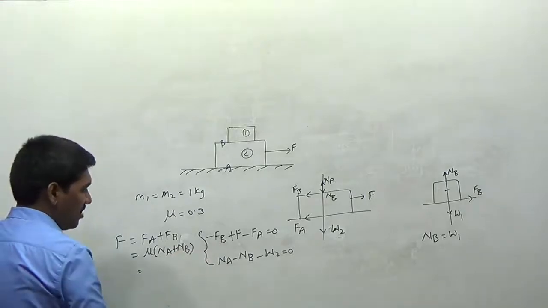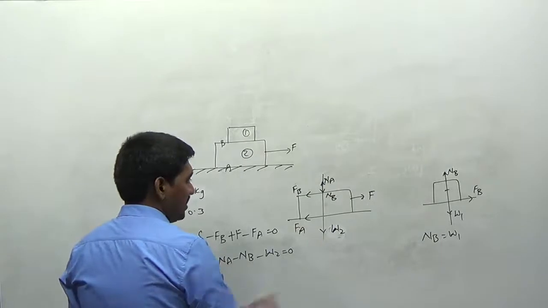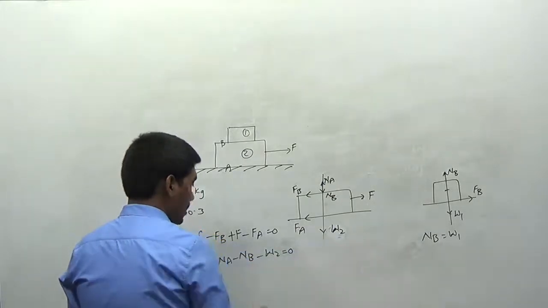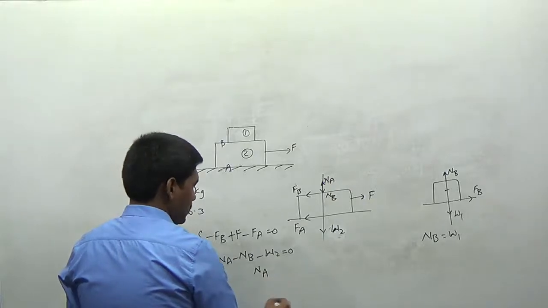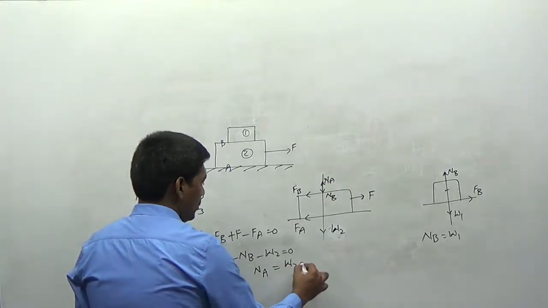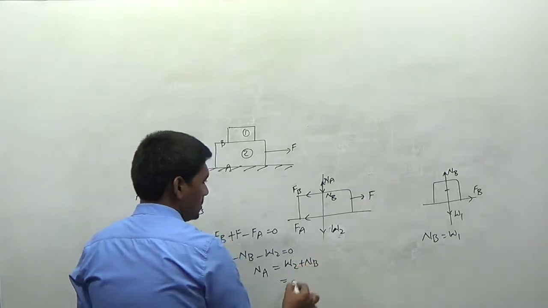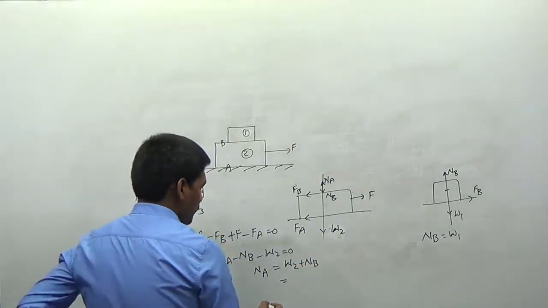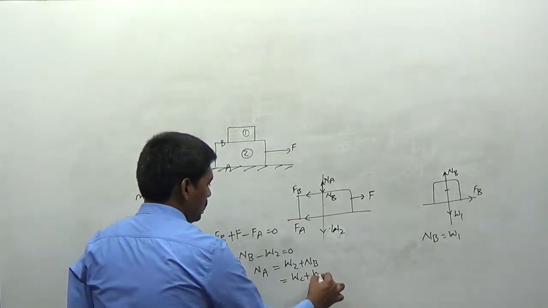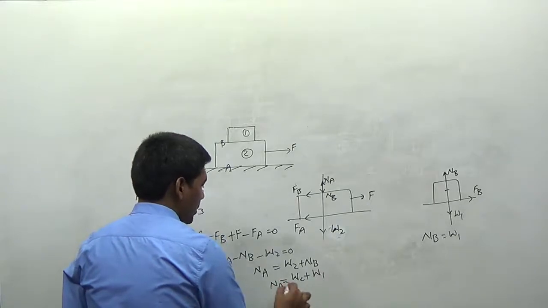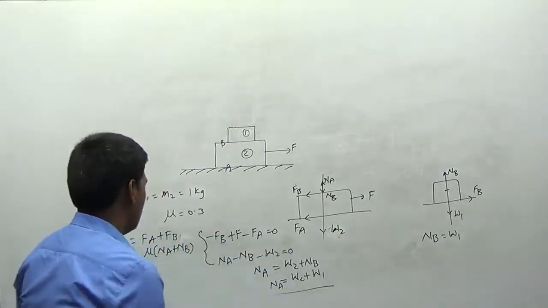Now how can we determine the values of Na and Nb? You can see here, Nb is equal to W1. Therefore I can say Na is equal to W2 plus Nb, which is equal to W2 plus W1. So you got Nb is equal to W1 and Na is equal to W2 plus W1.